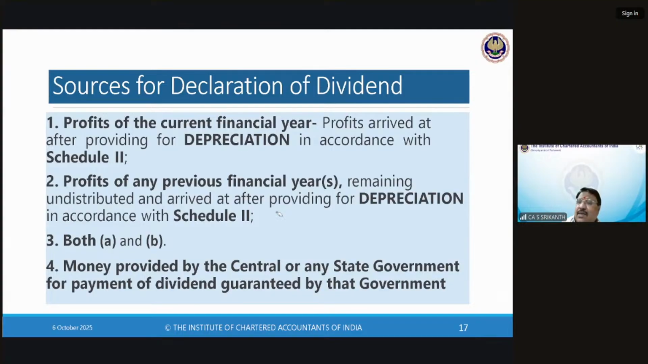Lastly, in some cases, the central government may give a guarantee and say, you do this activity, and in case you incur loss, I will guarantee the payment of dividend on that loan. So whatever it is, money provided by the central government or state government for payment of dividend, guaranteed by that government. Why would they do that? Maybe it's something very vital, maybe in a pharma company. The pharma company says, sir, you are asking me to bring in another 100 crores. I will bring it, but if something happens, what to do? In case you have no money, or maybe it's a government company, they will guarantee the dividend to the other shareholders.